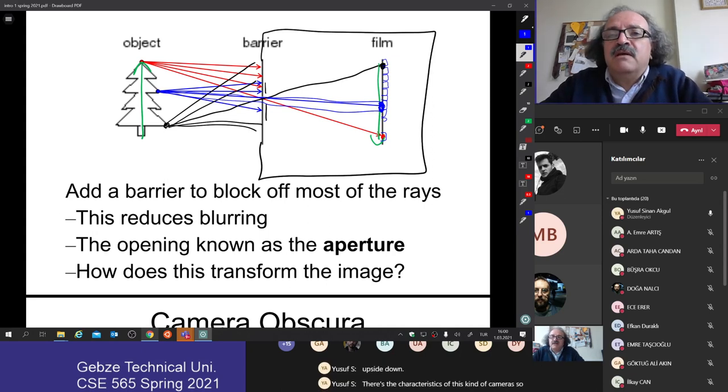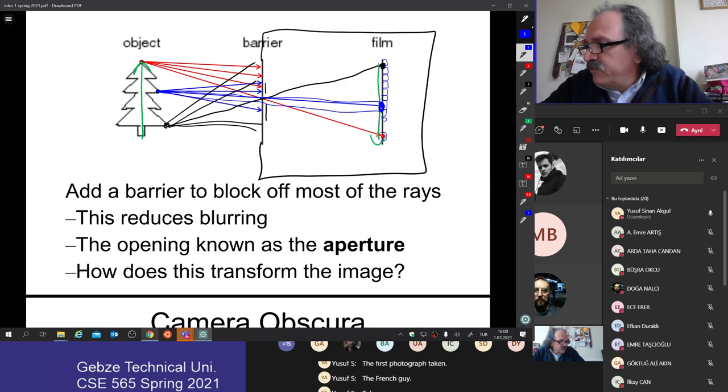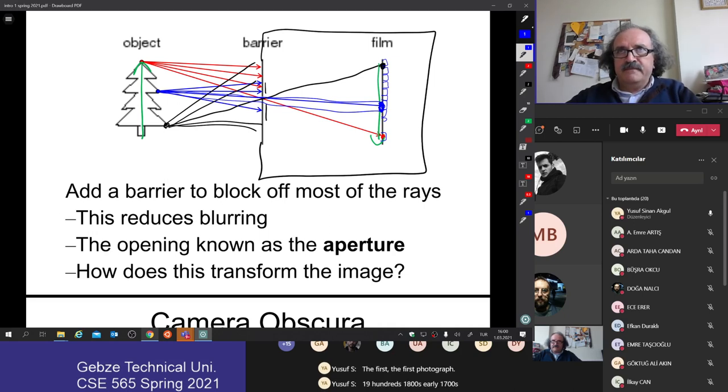So question: what date is the first photograph taken? The first photograph was taken by a French guy. Take a guess. The first photograph. 1900s, 1800s, or 1700s? 1800s, it must be. Beginning of the 1800s or the end of the 1700s?